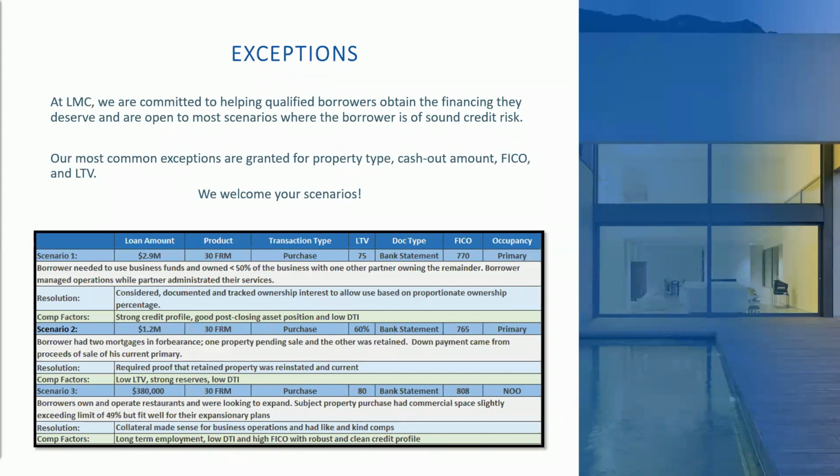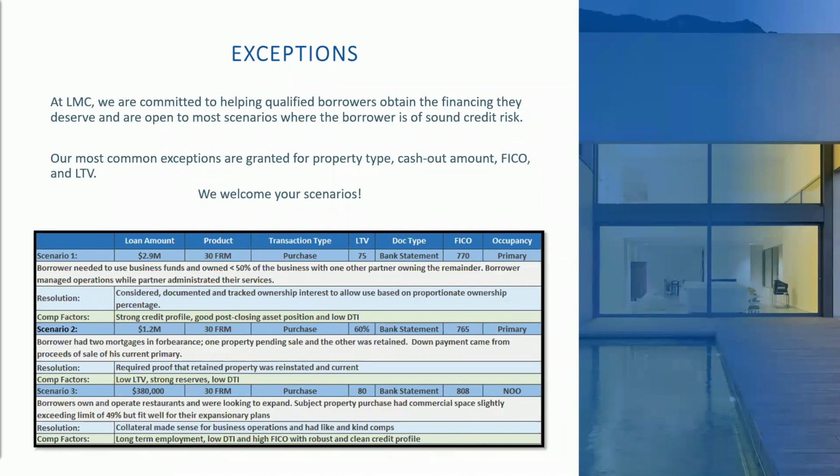Due to their strong credit, and they had great post-closing assets and a low DTI. So comp factors are, of course, huge with any investor. They want to know what's in it for me, right? So long as we really push those comp factors, assets is probably always going to be your best one, and the lower the DTI, the better your odds.